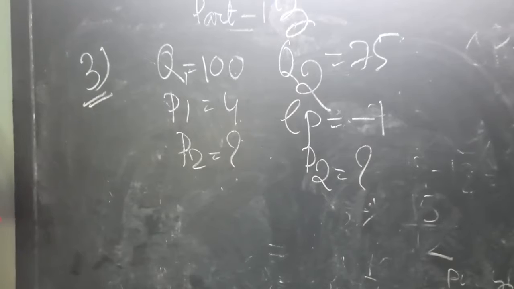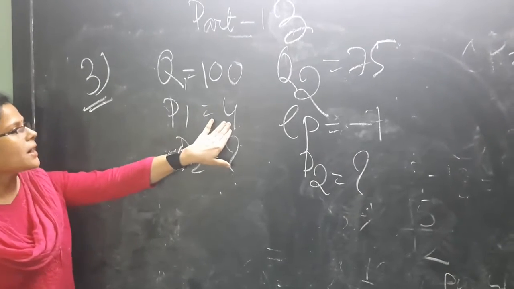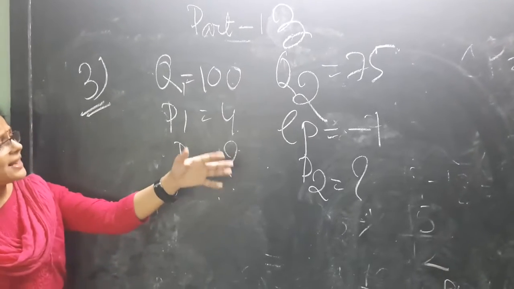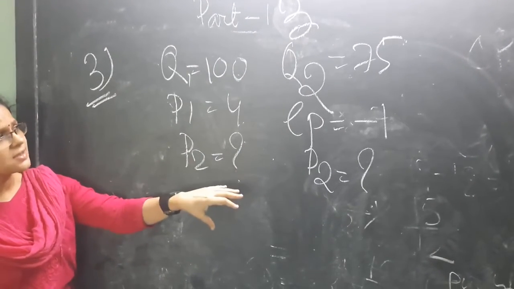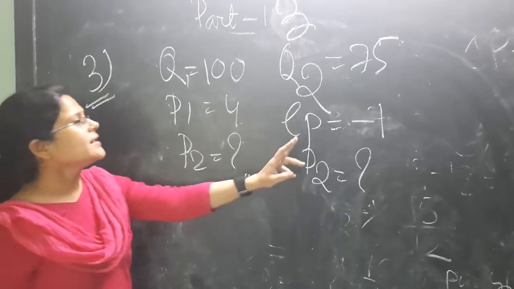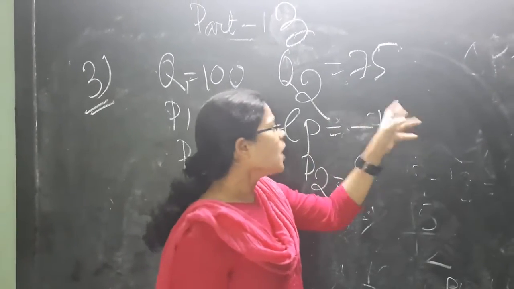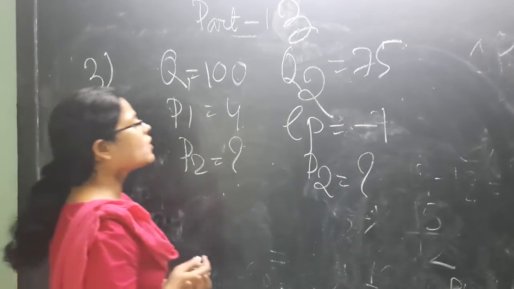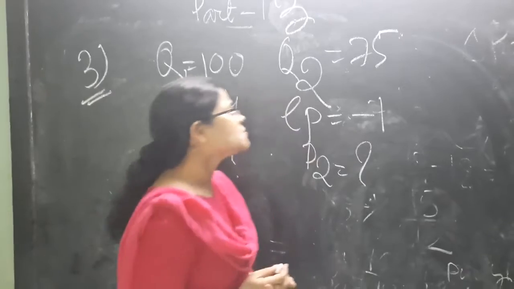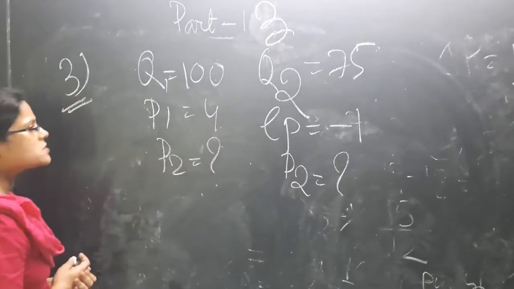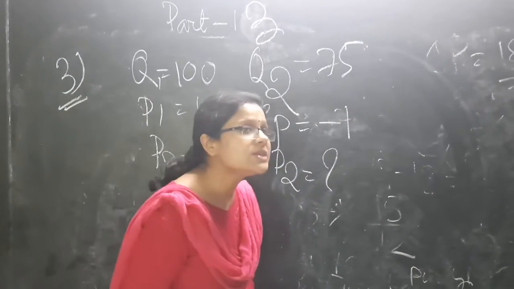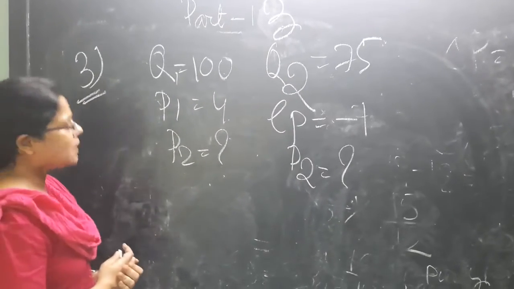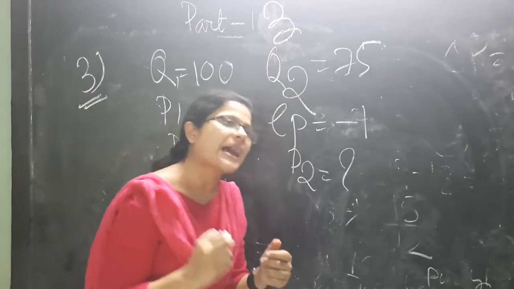So when the price of the product is 4 per unit, quantity demanded is 100. Now the price of the product has increased. As a result, the quantity demanded has dropped to 75. And the price elasticity of demand of the product is -1. Means what type of goods? What type of elasticity is this? Unitary elasticity. Here also the price and the quantity demanded will change at the same rate.